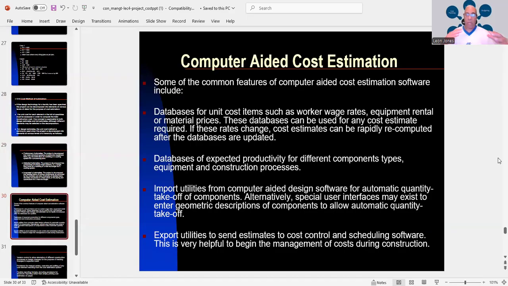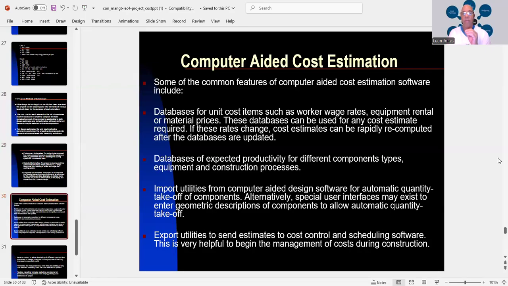Now, some of the common features of computer aided cost estimation software include databases for unit cost items such as worker wage rates, equipment rental, or material prices. These databases can be used for any cost estimate required. So if these rates change, cost estimates can be rapidly recomputed after the databases are updated.